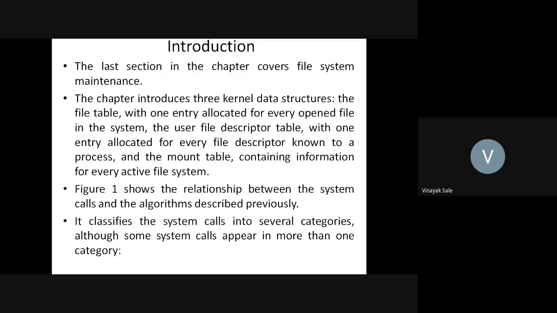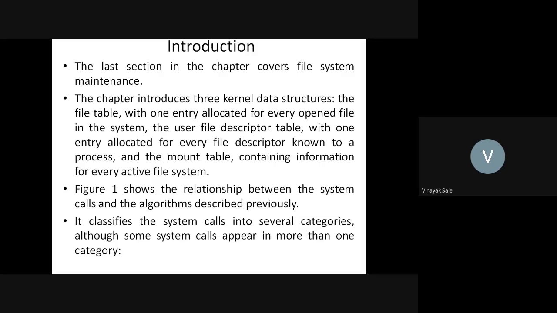And the last section of this chapter will cover system maintenance. This chapter introduces 3 kernel data structures, that is the file table, with one entry allocated for every opened file in the system, then the user file descriptor table, with one entry allocated for every file descriptor known to a process, and the mount table, which contains information for every active file system.